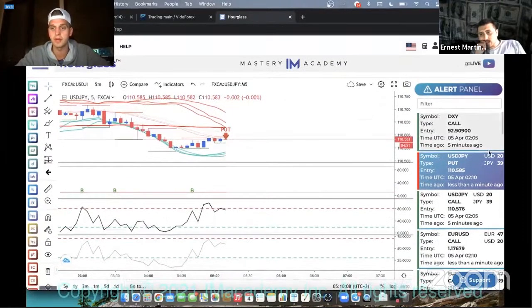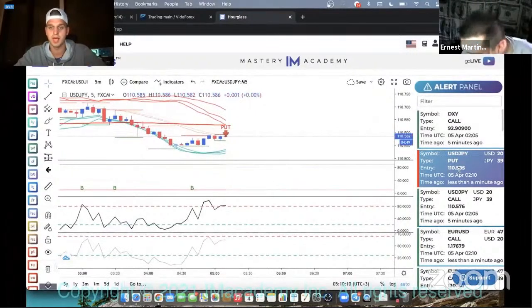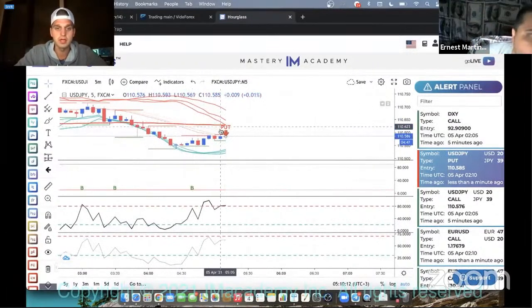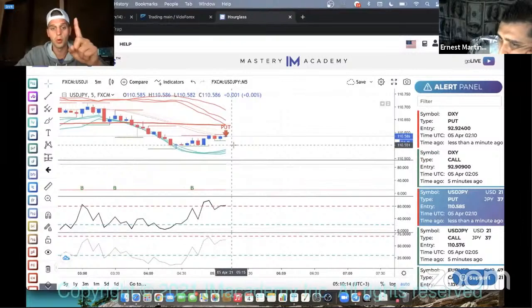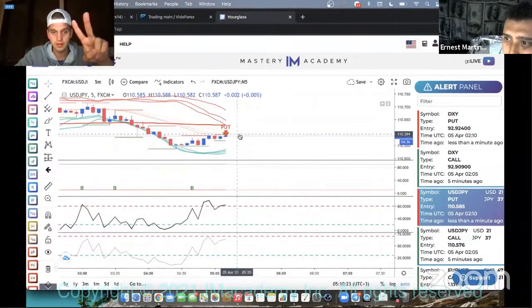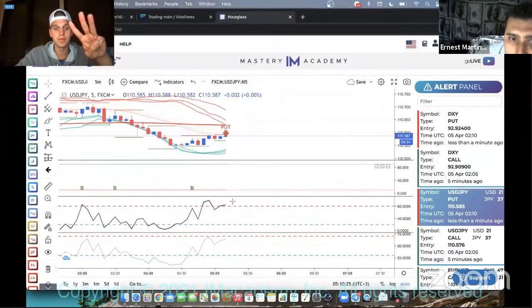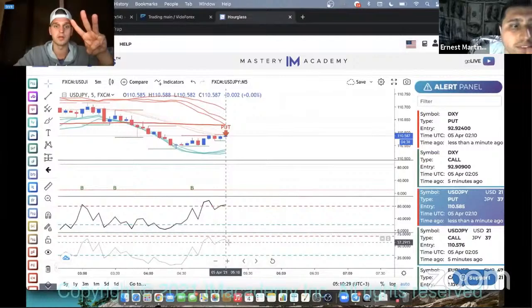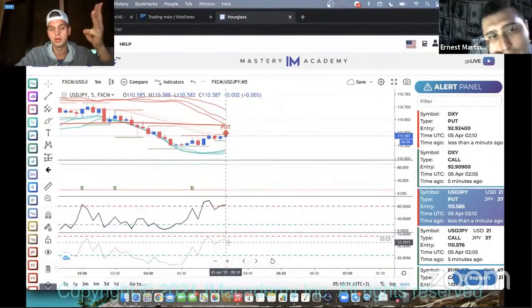So let's start at the very top, right? Brand new setups just came out. USD JPY put, 1 point, right? Come over here. We actually have the yen stronger than the dollar, 2 points. We're hitting a resistance, 3 points. We're not quite getting the cross down yet. So this is a good trade.